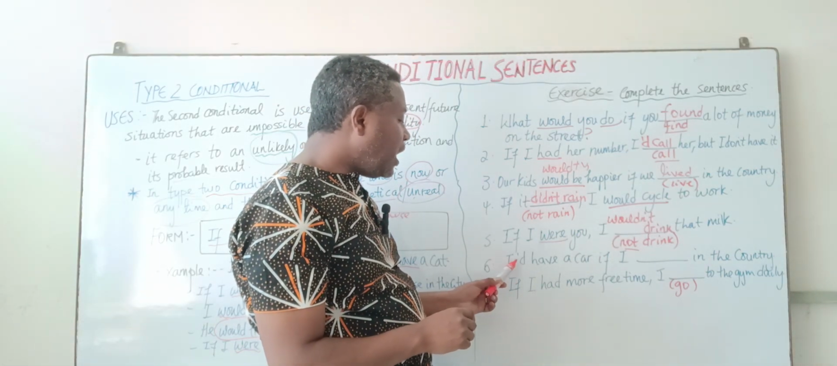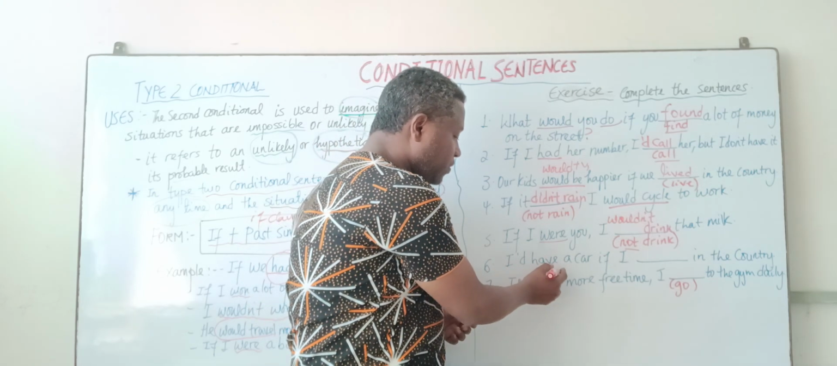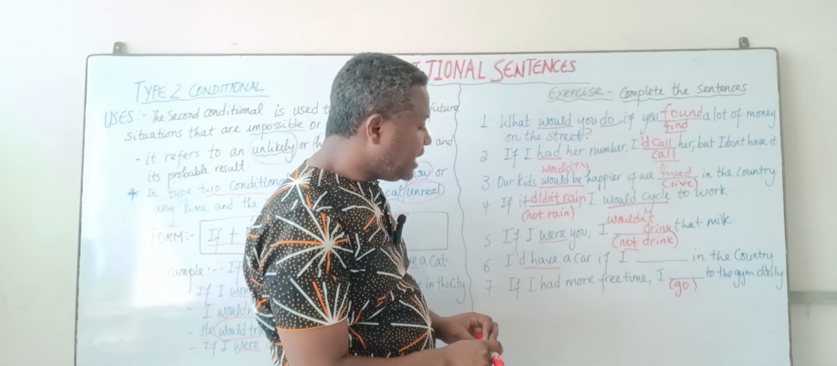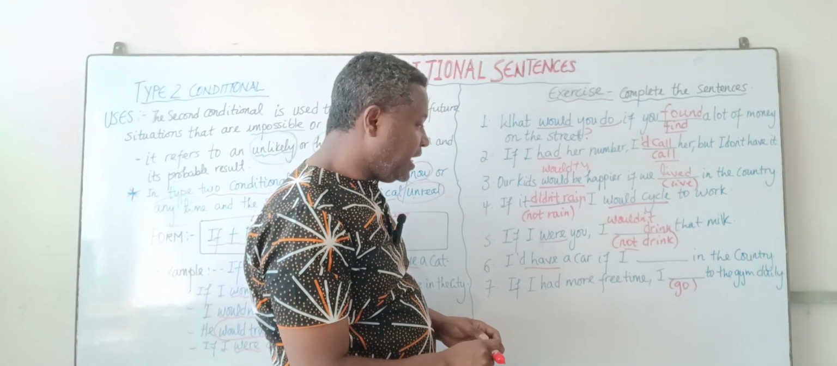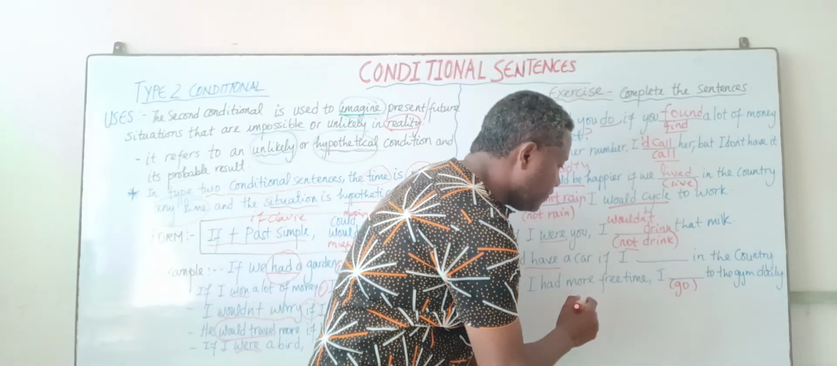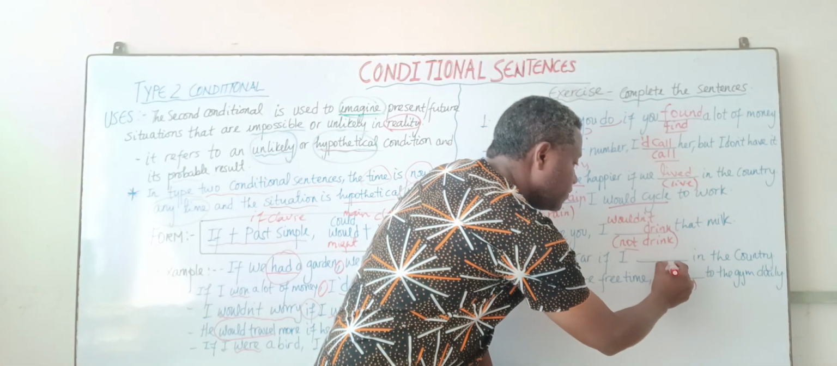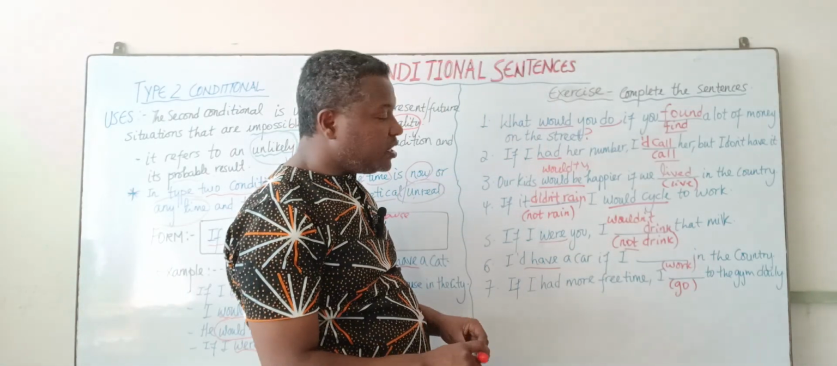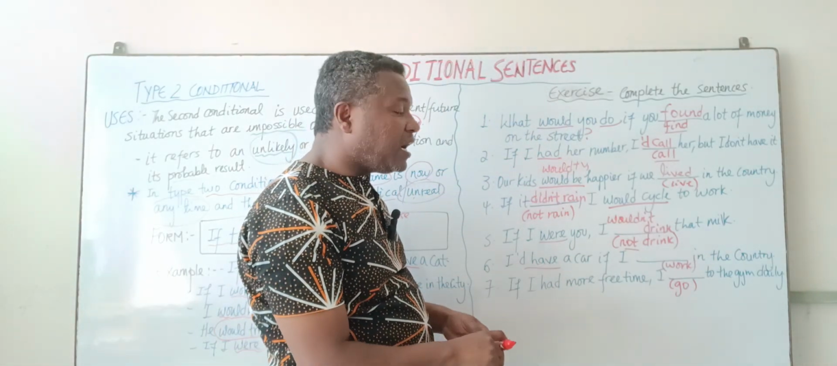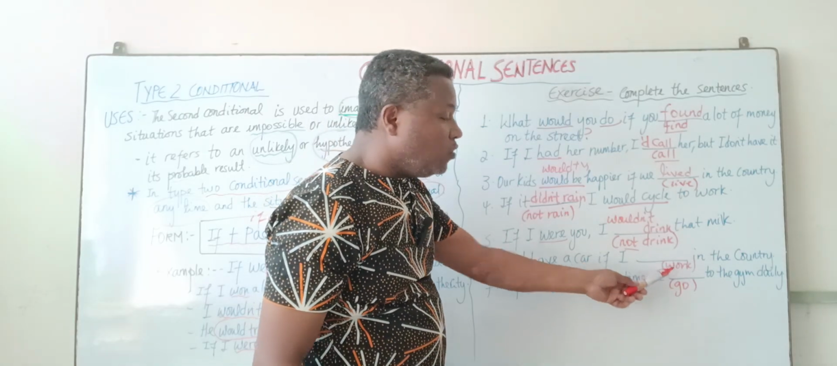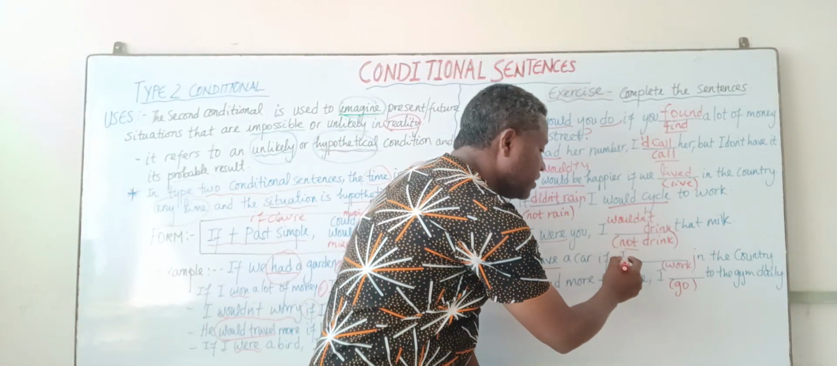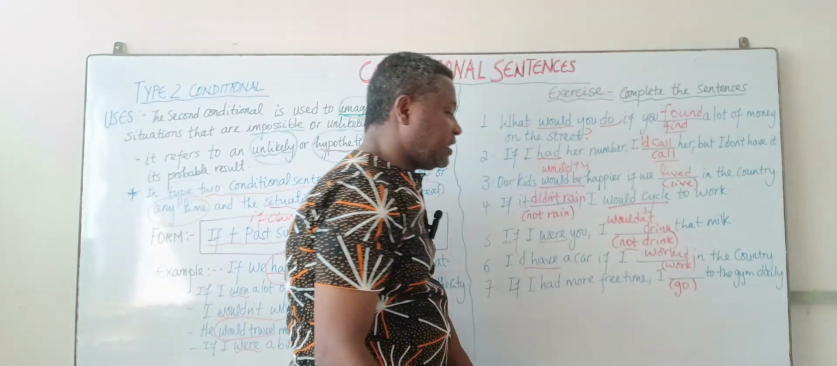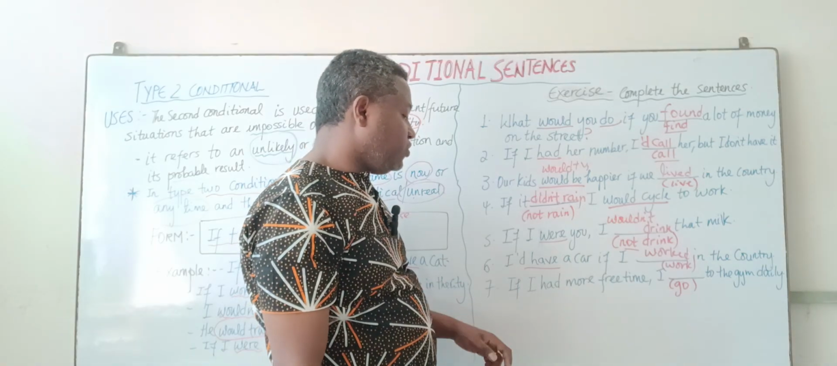The next one, I would have a car, that is the main clause, if I blank in the country. The verb given is work. So the if clause is past simple, so if I worked in the country. If I worked in the country, I would have a car.